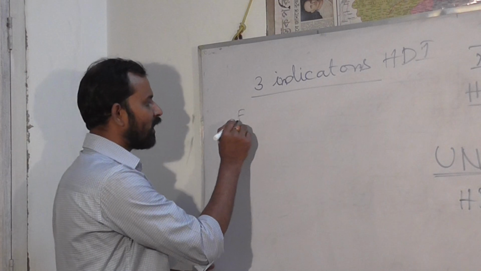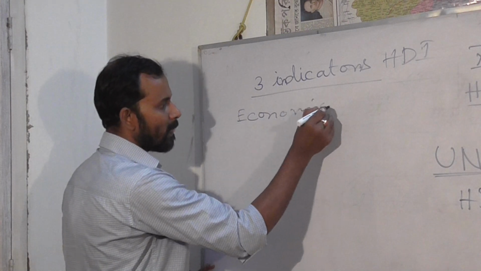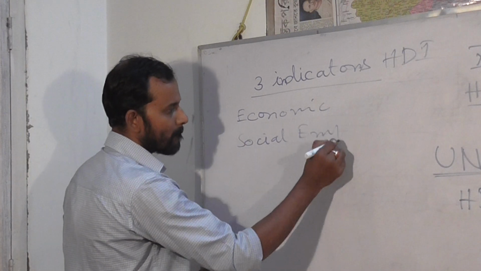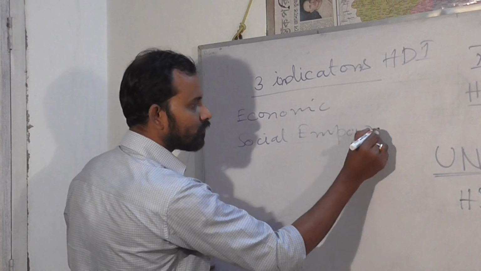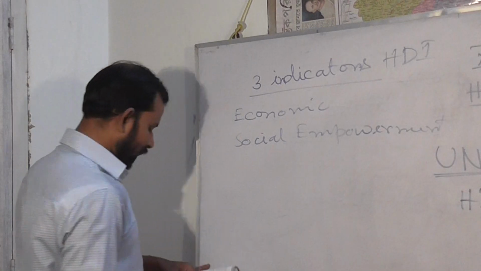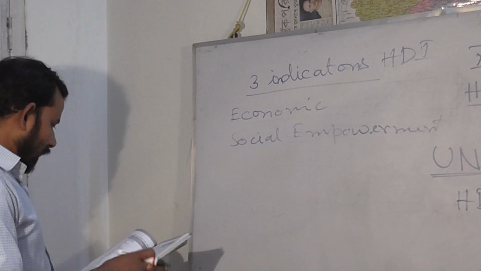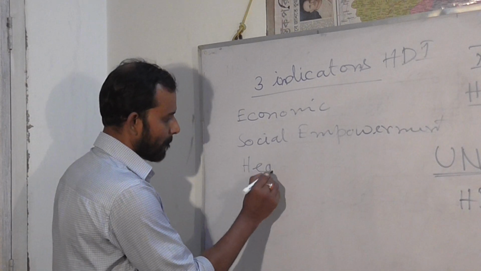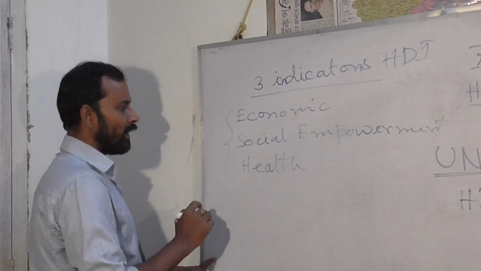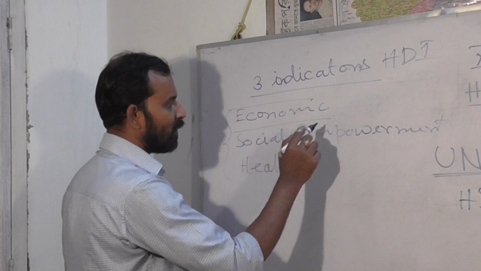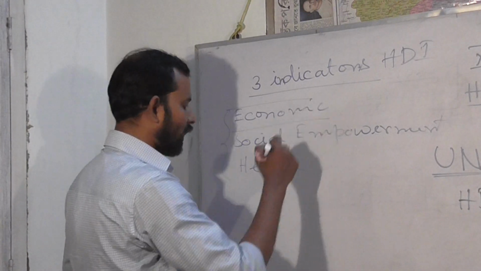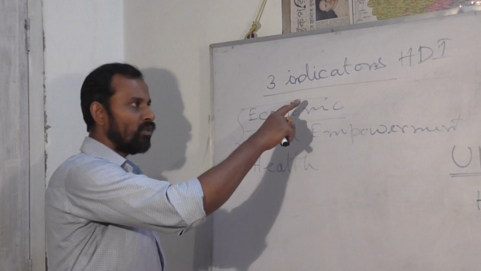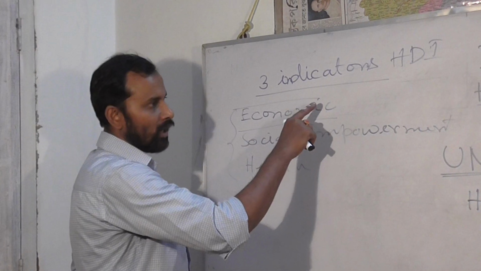In the case of the economic attainments, next one, social empowerment, and next one we are getting the indicators of the healthy life, health. So these three basic areas we see. Economic attainments means what is the purchasing capacity of the people, what is the per capita income of the people, that is also related to indicating the HDI or the values of India in human development.